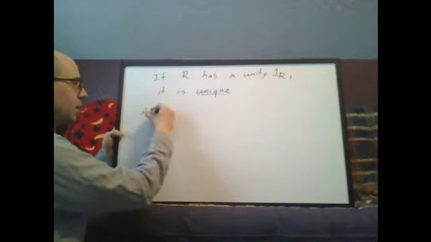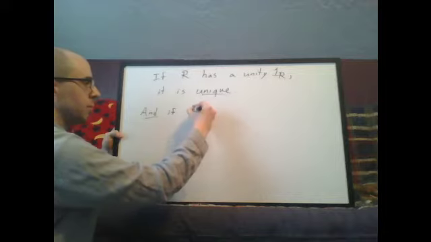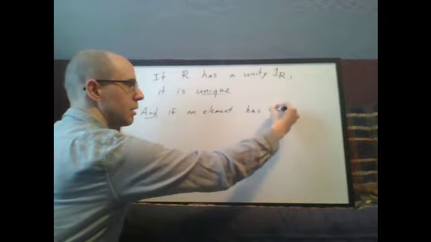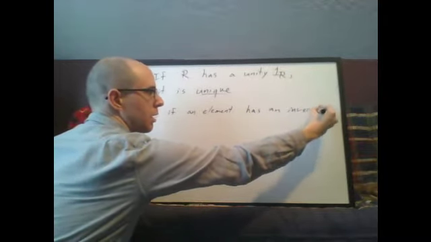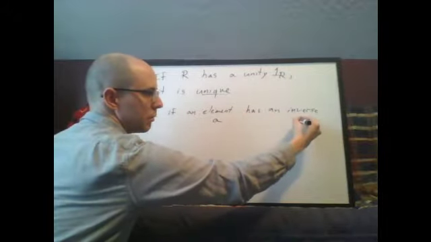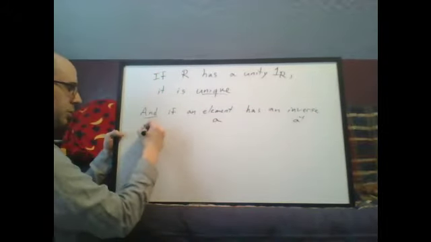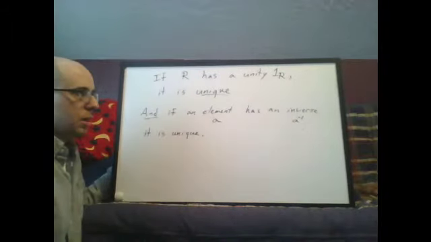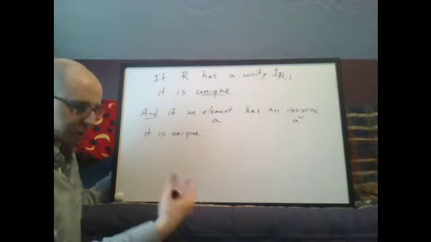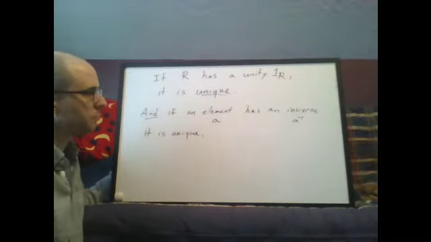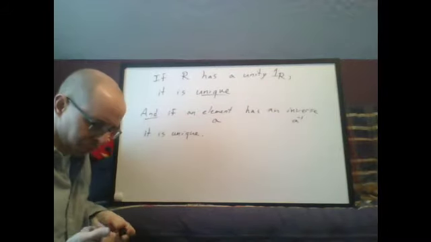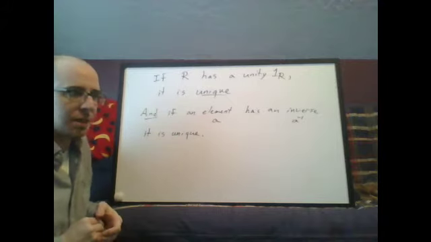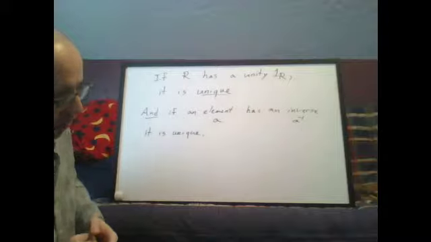And if an element A has an inverse, A inverse, it's unique. So we can call its inverse A inverse. A can't have two different inverses, and that's going to be the same proof as we had in group theory, that in a group every element has an inverse and that inverse is unique.